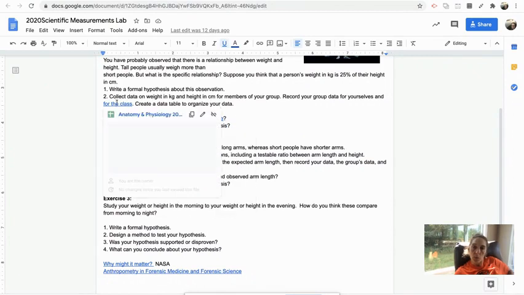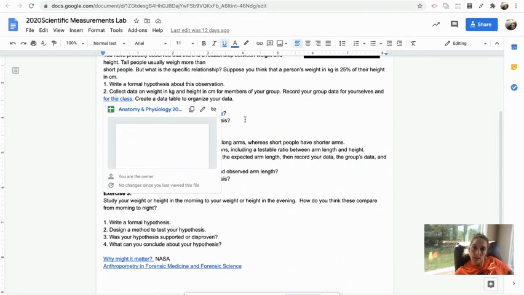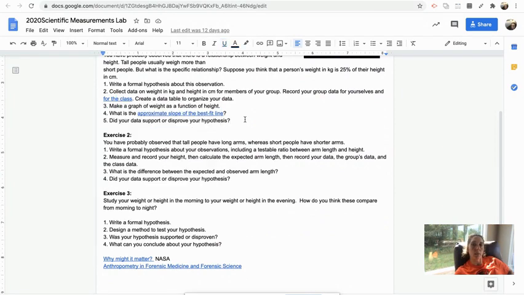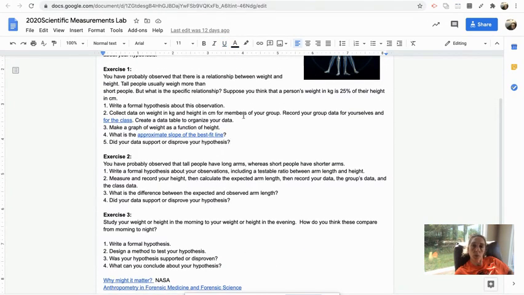When we're in class, we'll be putting things into this spreadsheet so that everyone can see each other's data and make some statistical analyses of the information and comparisons. So in this first one, we're looking at weight versus height. So make a prediction about this. There's an example up here.